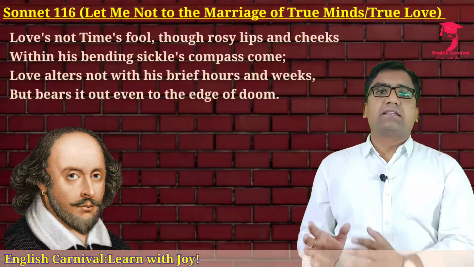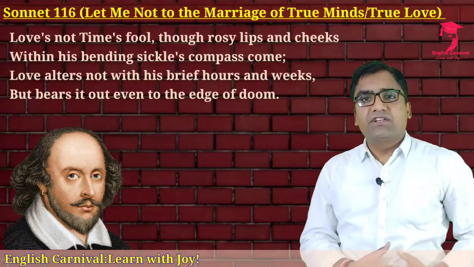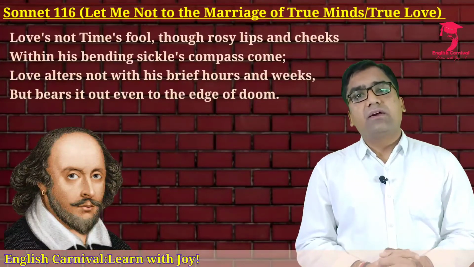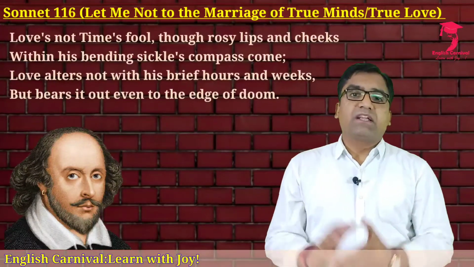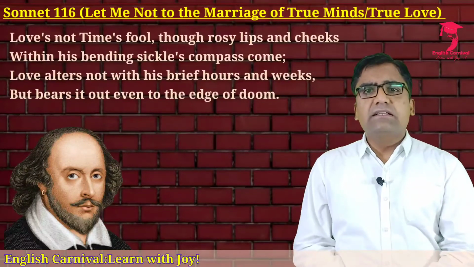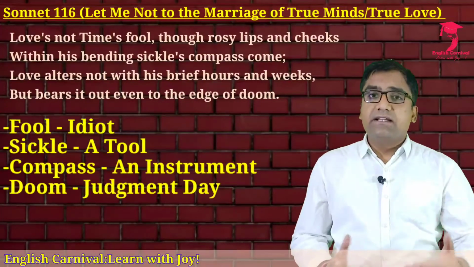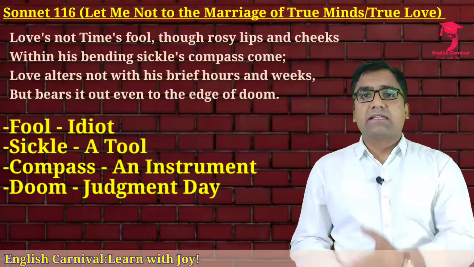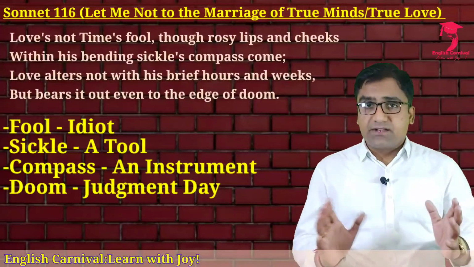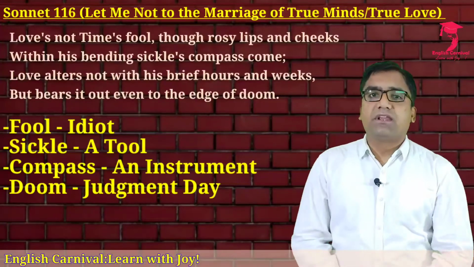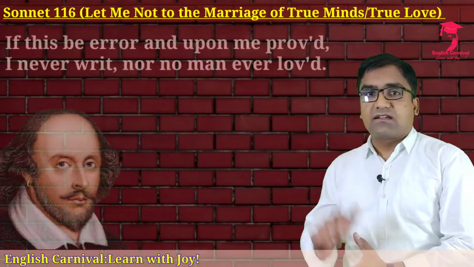Friends, as doomsday is considered the last day of the world's existence in Christianity, in the same way Shakespeare says that the feeling of love for someone remains the same till the age of doomsday, that means judgment day. Friends, in this quatrain we have some words like fool, that means idiot, sickle, that means a tool for cutting grass or grains, compass, an instrument showing directions, and doom, that means judgment day or the last day of the world's existence. Now we'll see what he says in the last couplet.